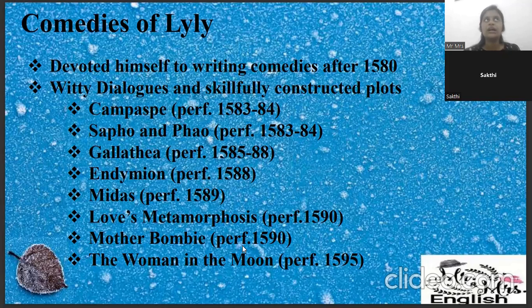It's easy to remember the works of Lily, whether comedy or other genre, because only two works are exceptions, that is Euphues, The Anatomy of Wit, and the sequel. Most of the other works are comedies only. That is Campaspe, Sappho and Phao, Galatea, Endymion, Midas, Love's Metamorphosis, Mother Bombie, The Woman in the Moon. All these are the different works by Lily.